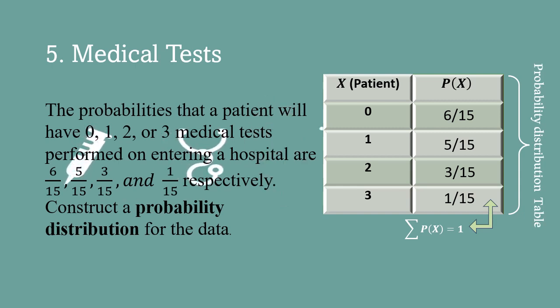So there are 2 components, very important. Each probability should be a number between 0 and 1. It can be 0 or 1 also. And the sum of all probabilities is 1.